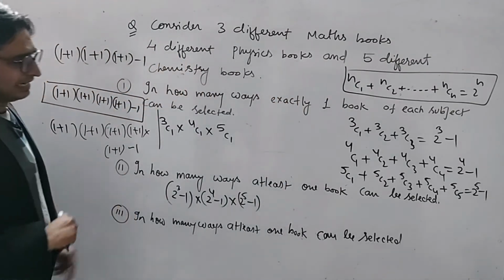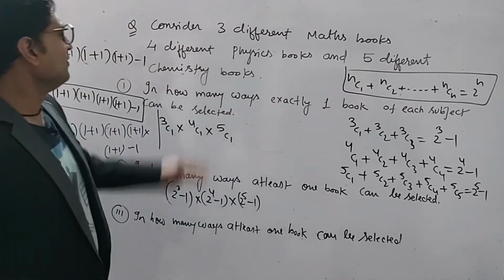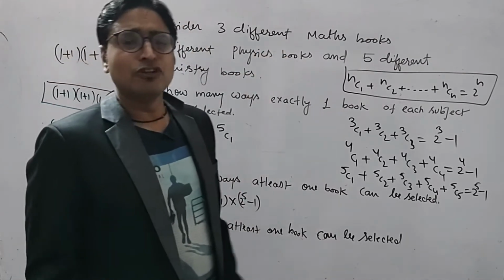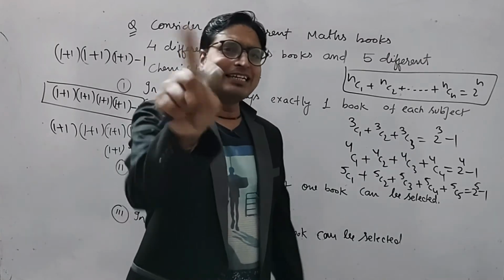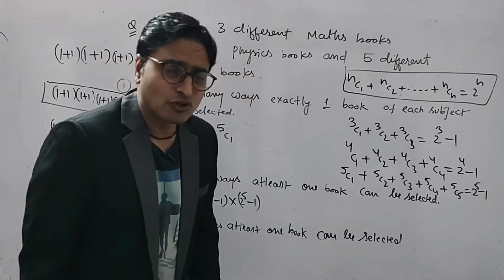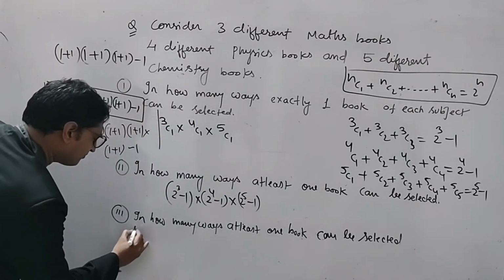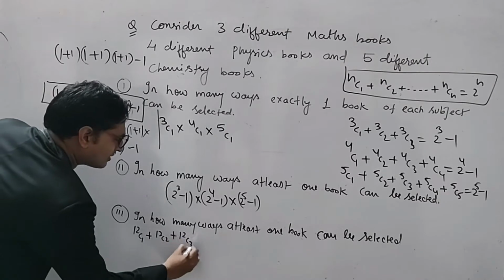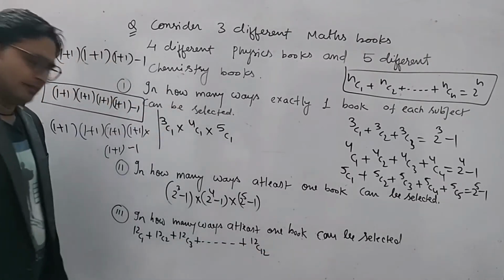So again, if we go through binomial theorem, then we will have 4 plus 3 is 7, plus 5 is 12 books. So we have 12 books. Out of 12 books you have to select at least one. So how will you select? The ways will be 12C1 plus 12C2 plus 12C3 up to 12C12.